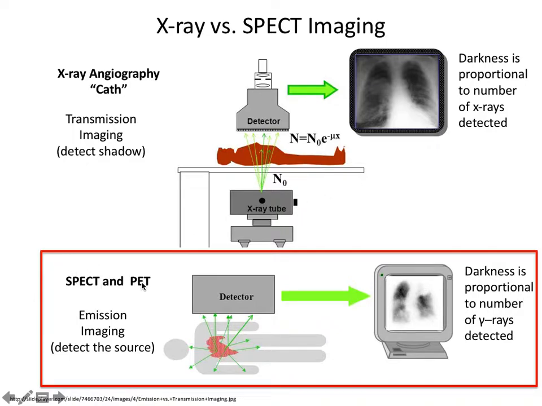SPECT and PET are called emission imaging, and it turns out MR is also an emission imaging technique. And that is the patient themselves becomes the source of the radiation that you're detecting. You don't transmit the radiation through the patient. You actually inject the radiation into the patient in a liquid substance in their bloodstream. The radiation goes to different parts of their body, and they emit that radiation.